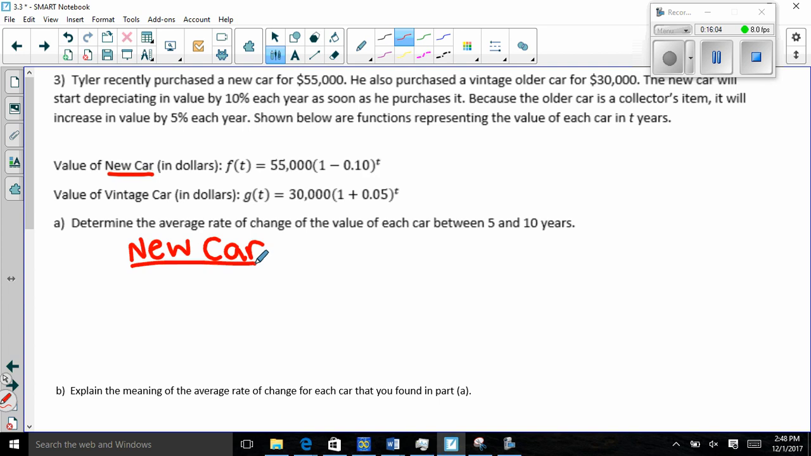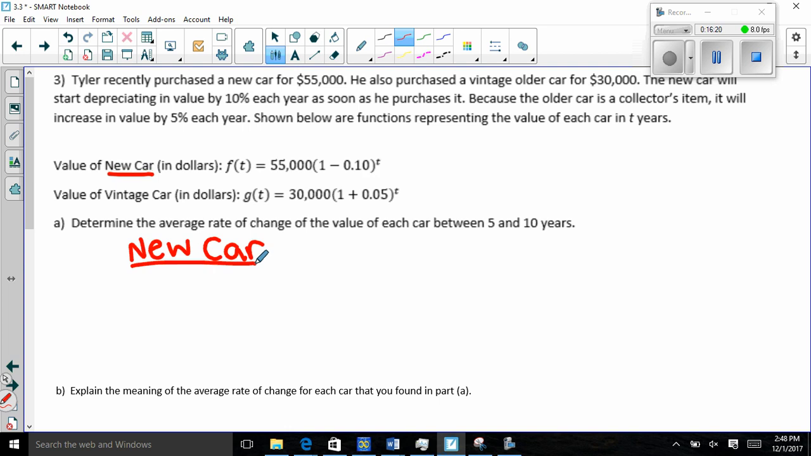So we want to find out the value of this new car, and you can do the vintage car on your own after you see my example. I want to find the average rate of change of the new car, in dollars, between 5 and 10 years.